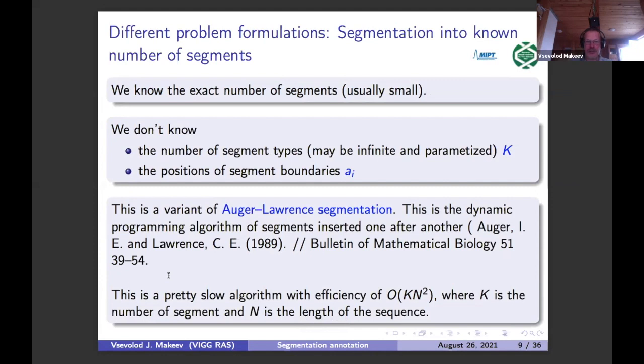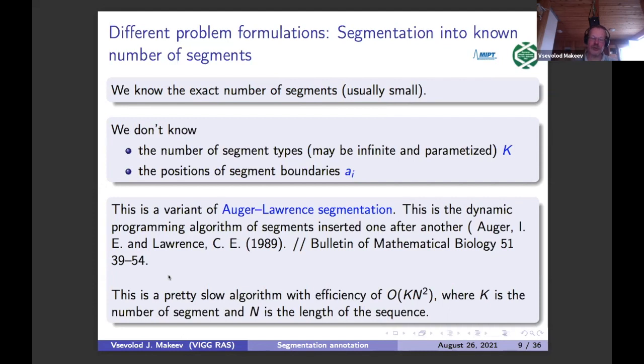Another approach is that we know the exact number of segments. Again, we don't know the statistical parameters of the segments. We don't know the positions of the boundaries, but we know that there are exactly 4 segments in the sequence. And we have to optimize for the boundary positions, and you can infer the segment type, which is the same as the parameter of the segment.